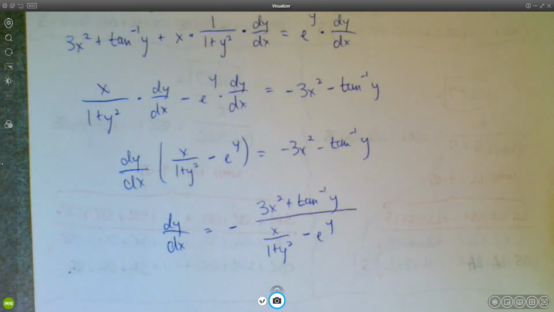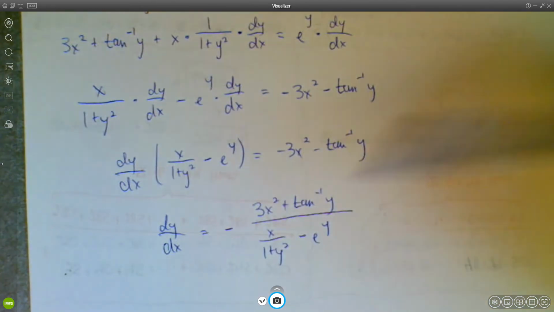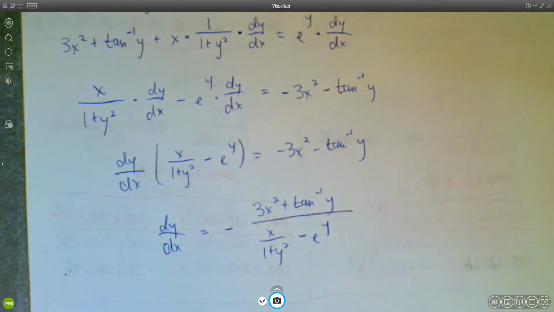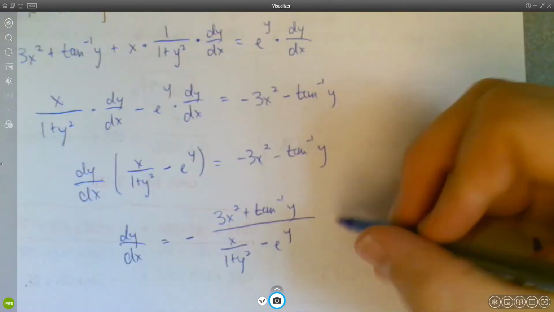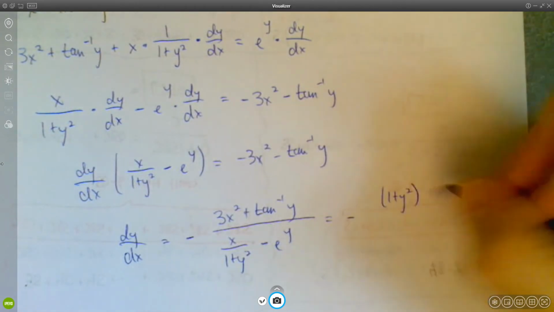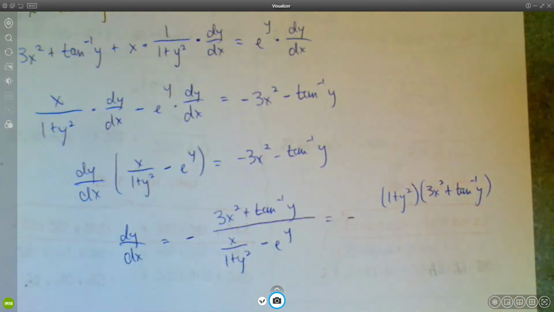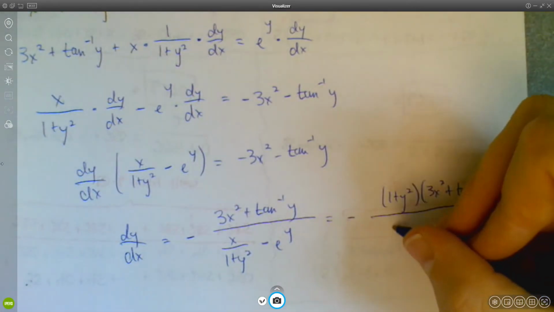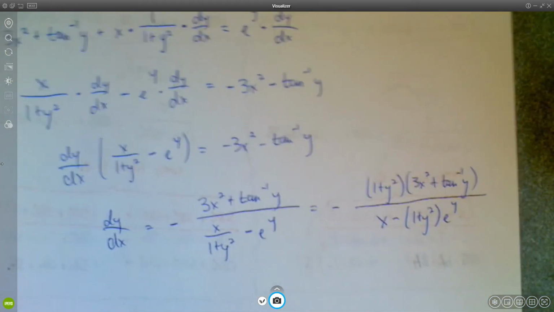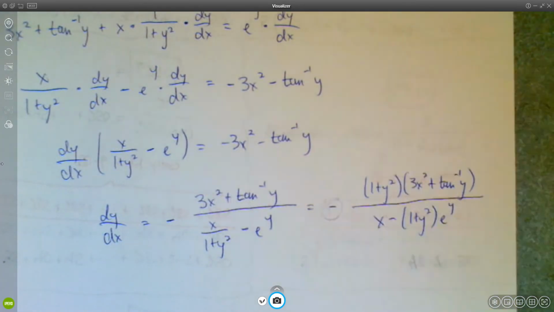And then from there, what you do to simplify that, we've got a complex fraction, right? So we could clear that by multiplying the numerator and denominator of the large fraction by the denominator of this little fraction here. So multiplying through by 1 plus y squared, we're going to have negative 1 plus y squared. I'm not sure I'm really interested in actually multiplying this out, but this is what we'll have in the numerator, and then the denominator will become x minus 1 plus y squared times e to the y. And that should do it. You could absorb this negative sign down in the denominator and just reverse the order of subtraction there.